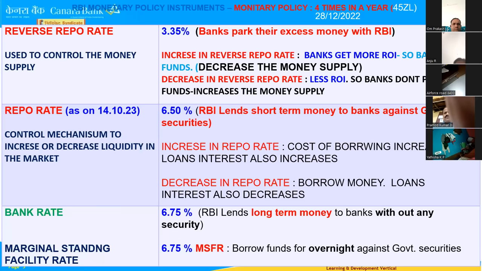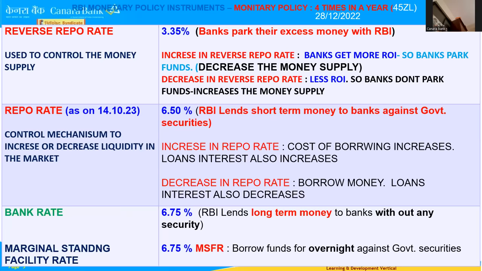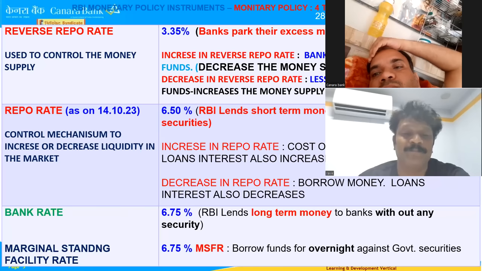Now come to the bank rate. RBI is giving money only to your bank. The rate of interest is always 25 basis points higher than the repo rate. How to remember? Bank rate and marginal standing facility rate are both 25 basis points extra over the repo rate, 6.75 and 6.75. What is the purpose? If your bank wants short-term money, it is the repo rate. If your bank wants long-term money without any security, we have to pay the bank rate, 6.75%, which is 0.25% extra to RBI. This is called the bank rate.